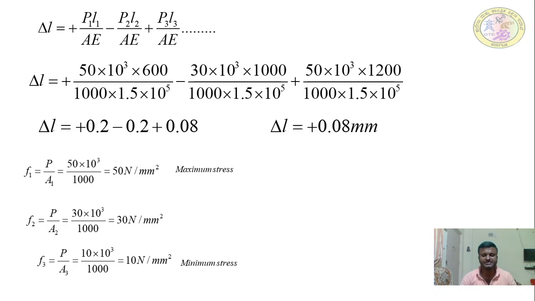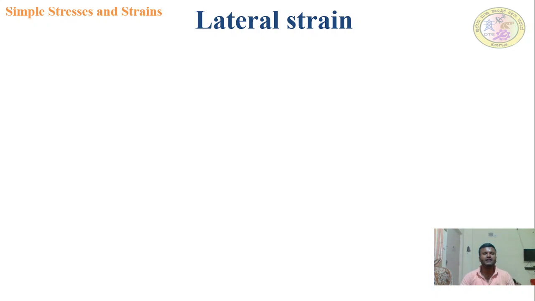Next we move on to the next topic, lateral strain. Already we discussed the longitudinal strain. The longitudinal strain is nothing but the change in length by original length. It means the strain along the length of the member. For example, this is a pen, taken as a member. So this dimension is the longitudinal dimension, and this dimension is the lateral dimension.